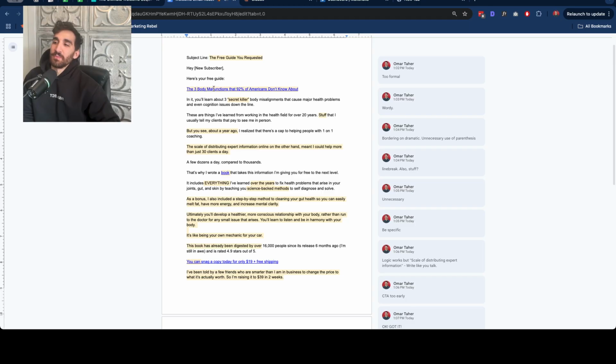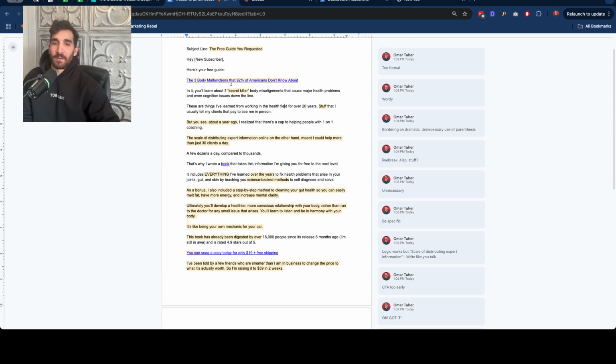This could be more specific and connected to a more clear pain point. The 3 body malfunctions, that could be literally anything. Like, do you have diarrhea? That's a body malfunction. Do you have arthritis? That's, you know what I mean?